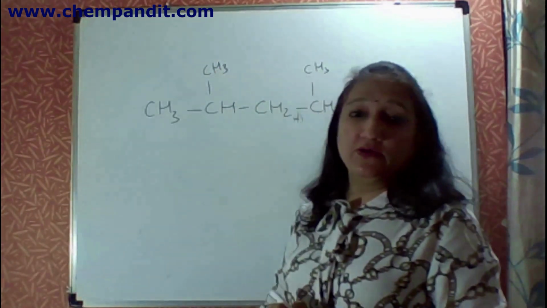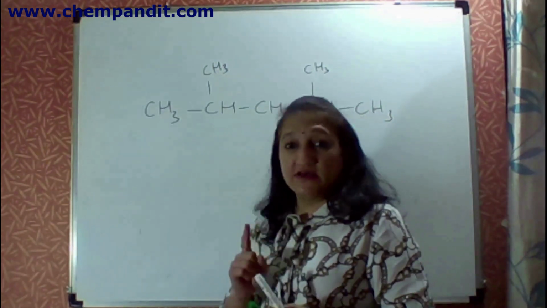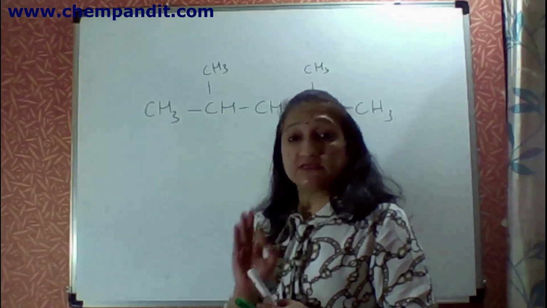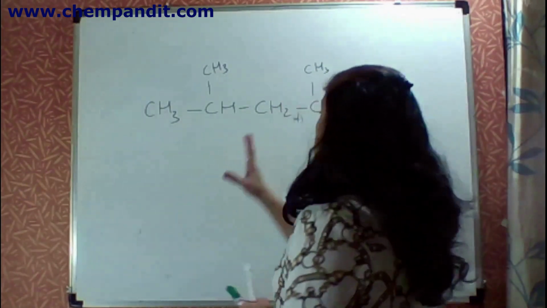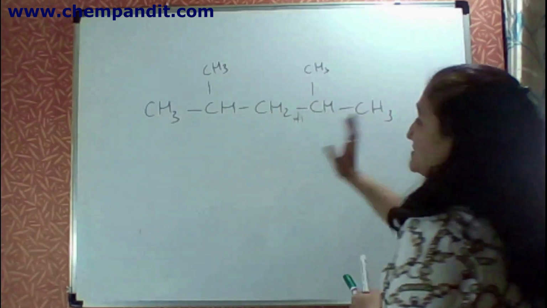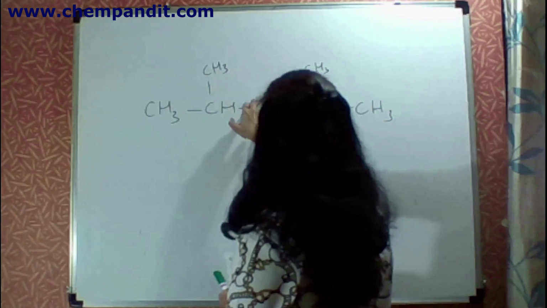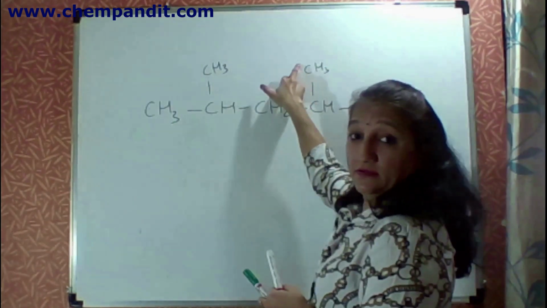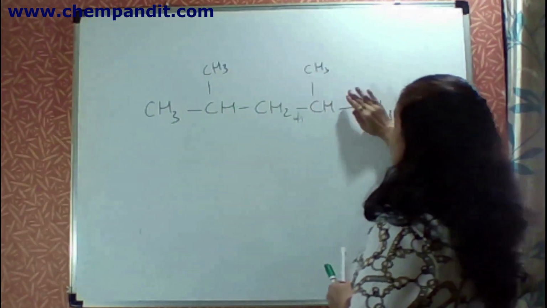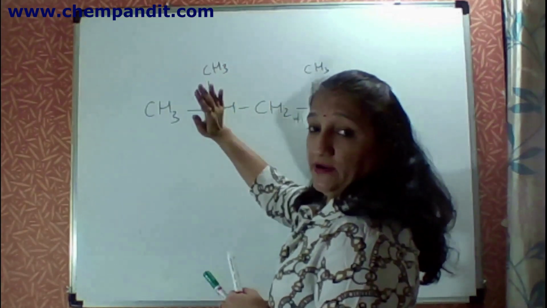Okay, now how will you name this compound? The first step is to find out the longest carbon chain, right? So the longest carbon chain is 1, 2, 3, 4, 5, this one. You can also take it like this, 1, 2, 3, 4, 5. In that case, this will become a substituent and this will become a substituent. Are you getting the point?